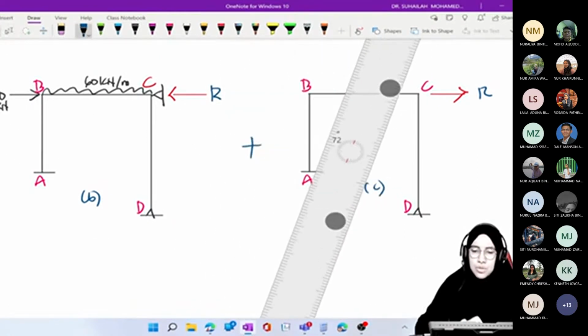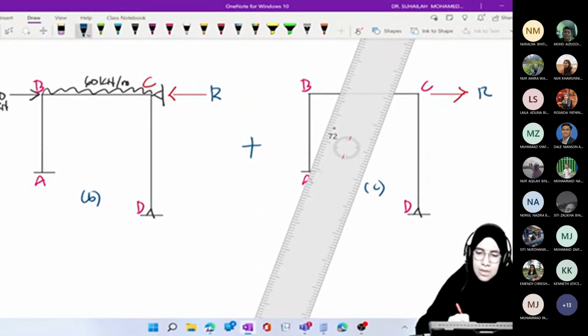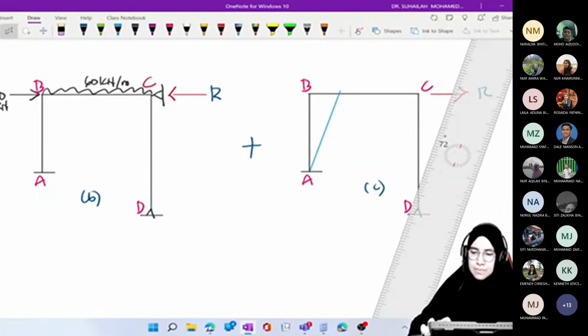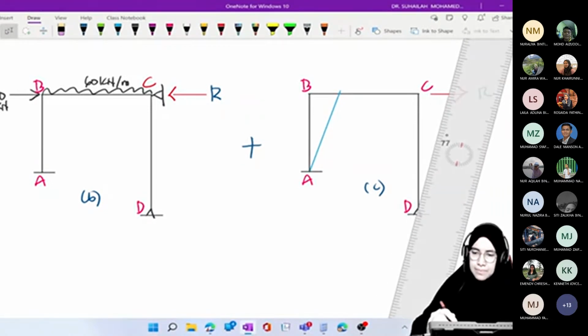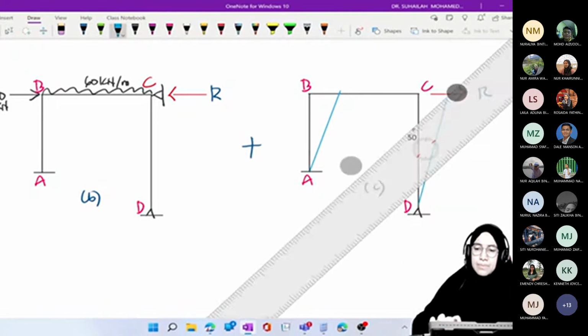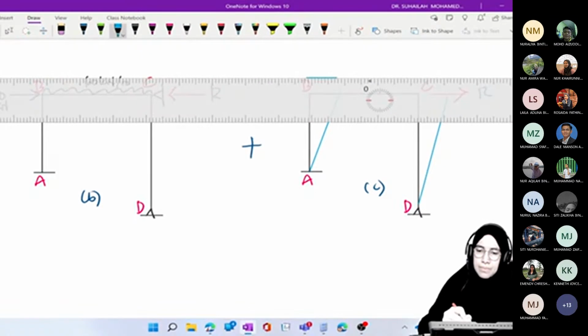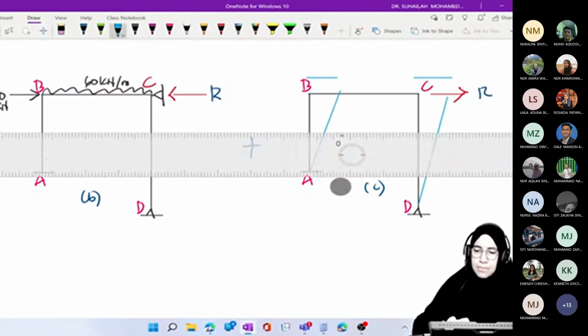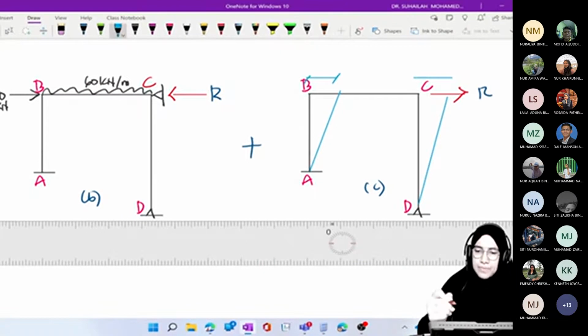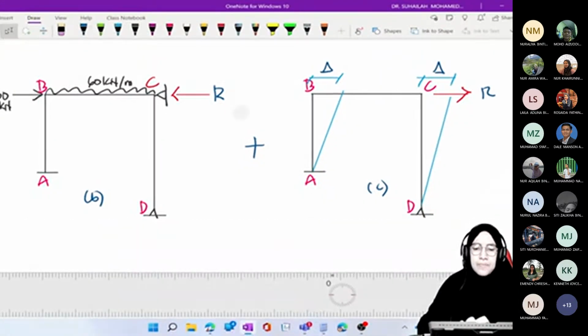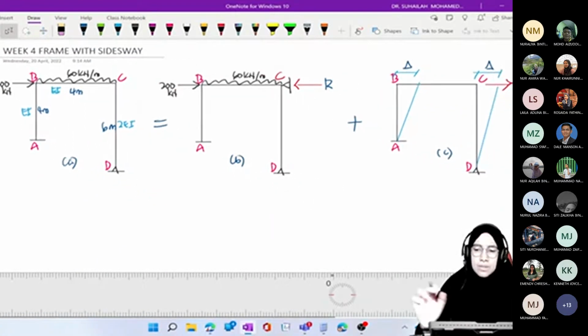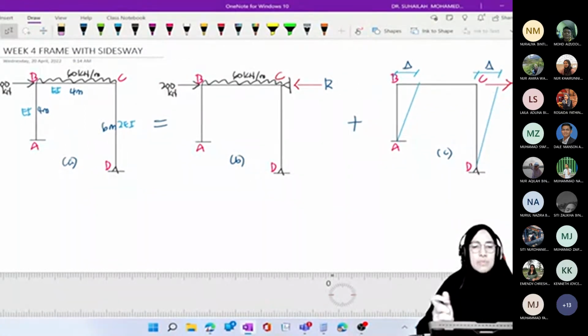So we have here the delta. Okay, we have delta. So this will be the delta. Okay, so end moment. So this is the diagram based on principle of superposition.